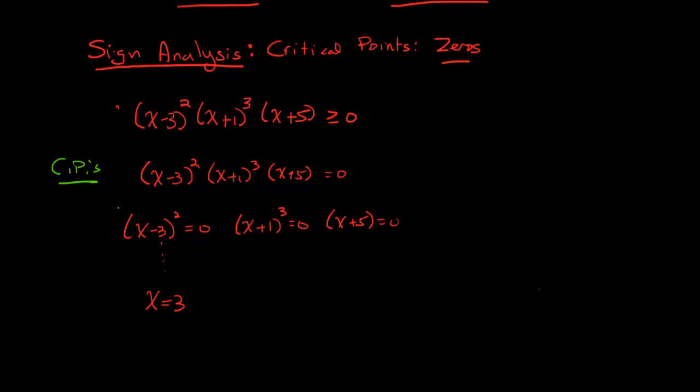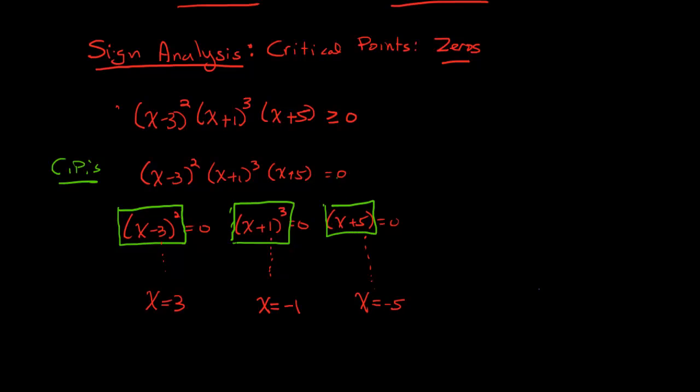And I remember that the factor corresponding to x equals 3 is (x minus 3) squared. Solving this one, we get x equals negative 1, and the factor corresponding to this zero is (x plus 1) cubed. And then over here, the zero corresponding to this factor will be x equals negative 5. The factor x plus 5 corresponds to the zero, negative 5.